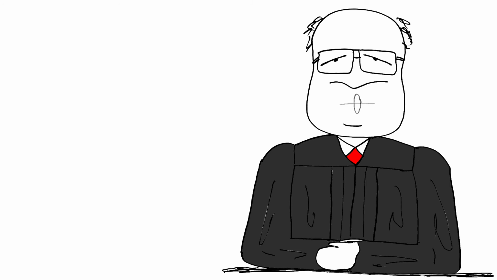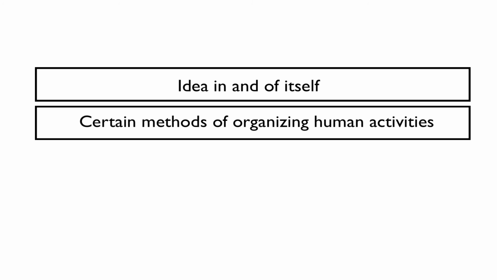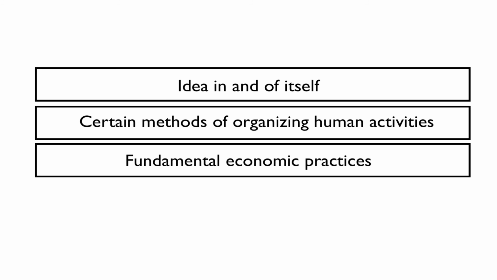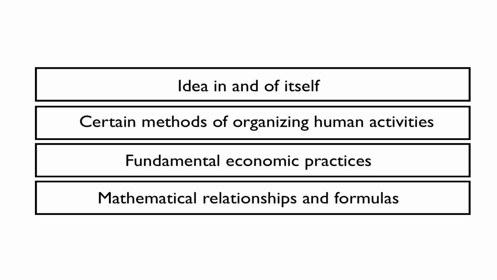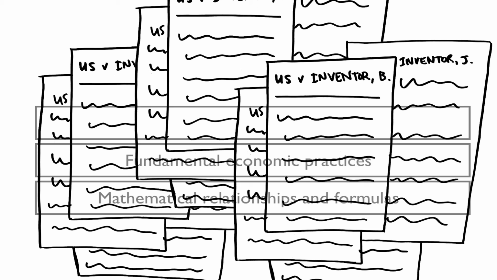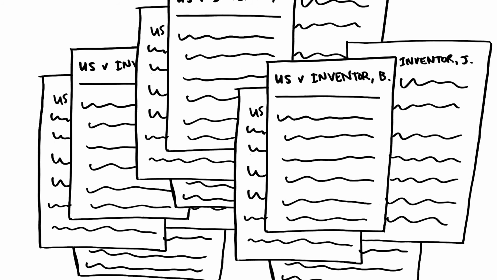Now, the type of problem that your invention solves factors into whether or not you can be eligible for a patent. As of October 2017, the Patent Office actually has guidelines where they've added some more pegs to the conveyor belt. Now we're adding an idea in and of itself as a peg, certain methods of organizing human activities as a peg, fundamental economic practices as a peg, and mathematical relationships and formulas as a peg. These are some of the types of problems that if your computer-related invention solves, then it's going to be much harder for you.